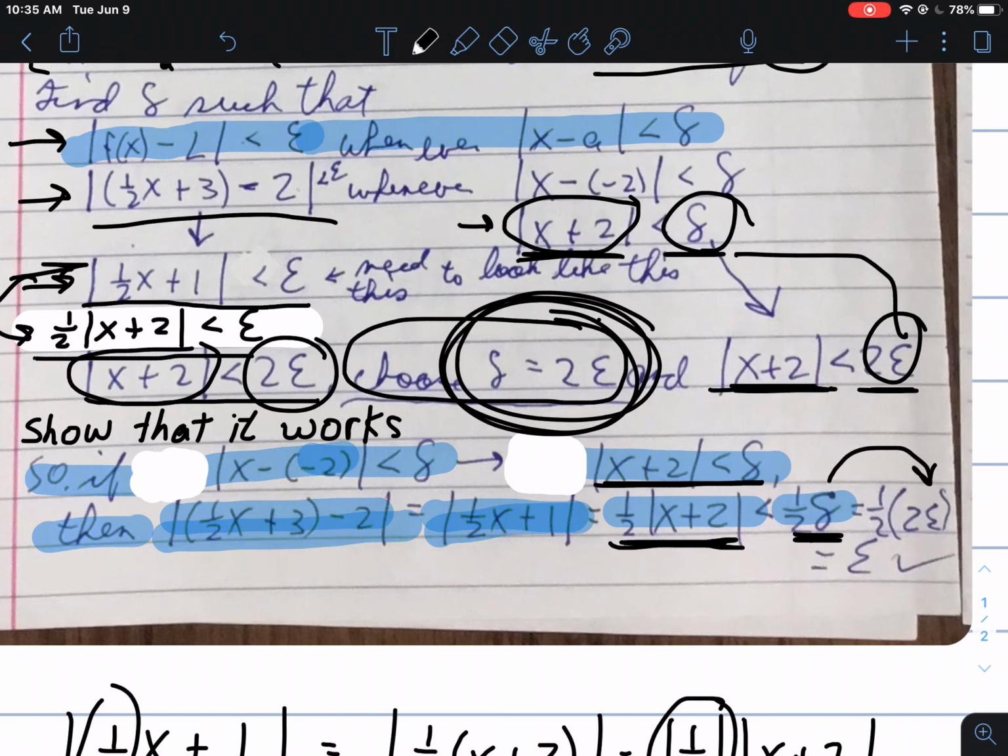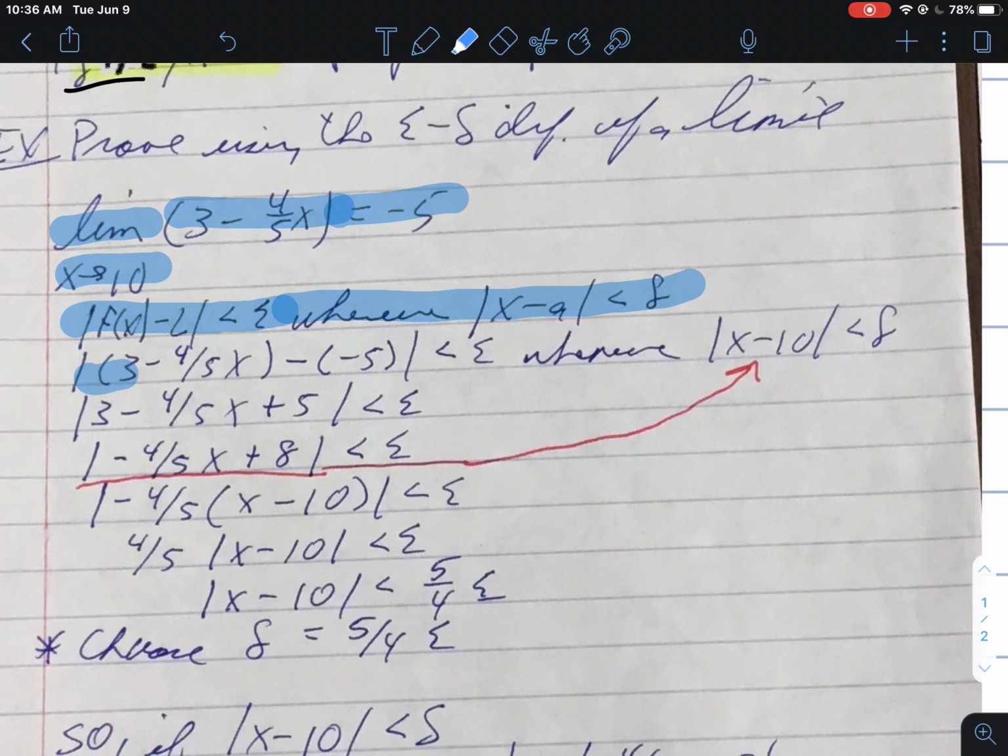All right. So again, we start with our generic statement. What do we want? We want to say that the distance between f of x and L is less than epsilon whenever the distance between x and a is less than delta. So if you start with that statement every time and then you just plug your pieces in, that at least gives you a good place to start. So plug in f of x. What is f of x? That's our function. Minus L. What is L? That's the value of our limit, which is -5.